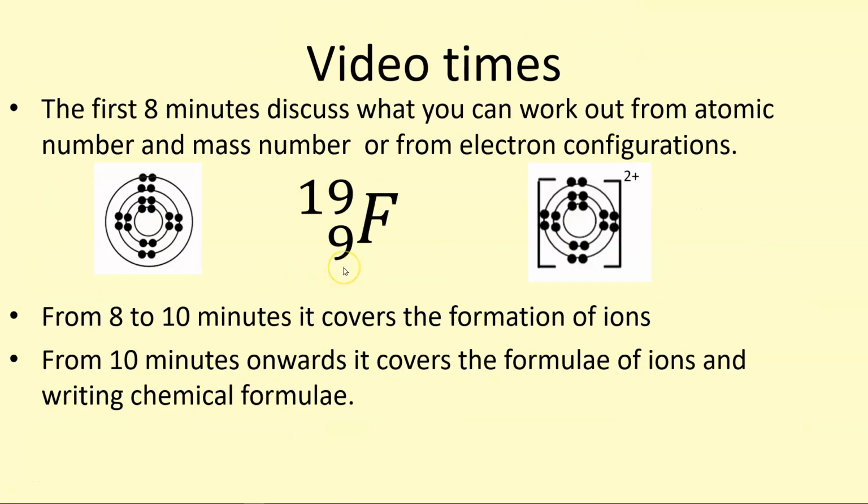The first 8 minutes discuss what you can work out from atomic number and mass number, or from electron configurations. From 8 to 10 minutes, it covers the formation of ions. From 10 minutes onwards, it covers the formula of ions and writing chemical formulae.